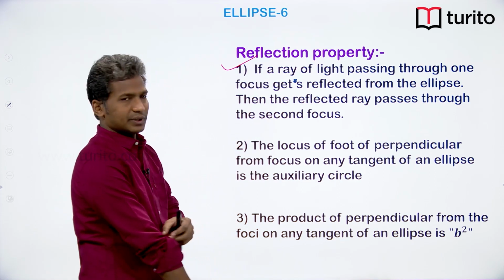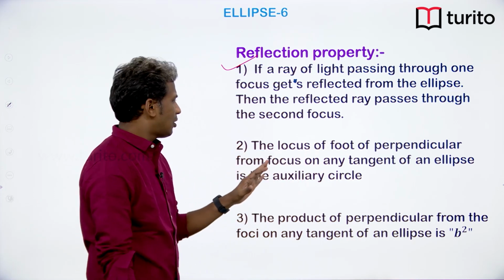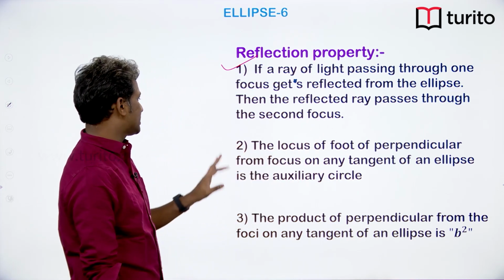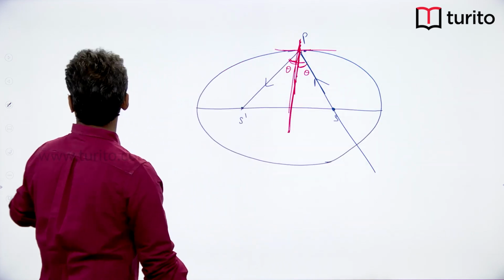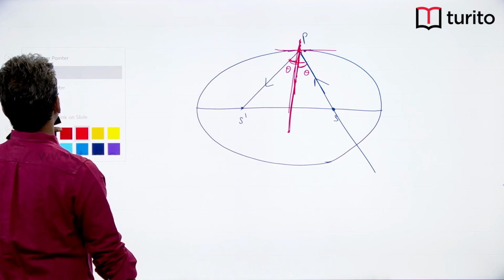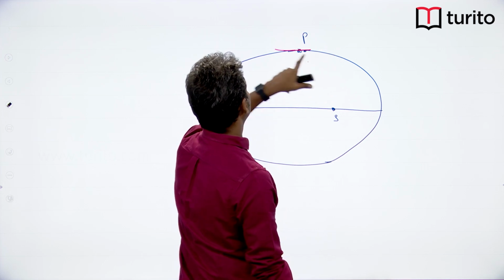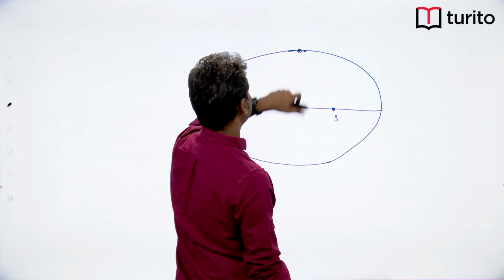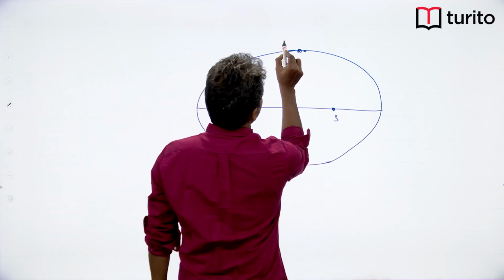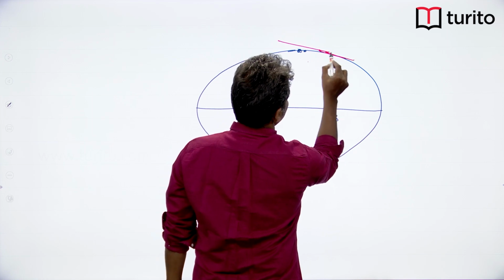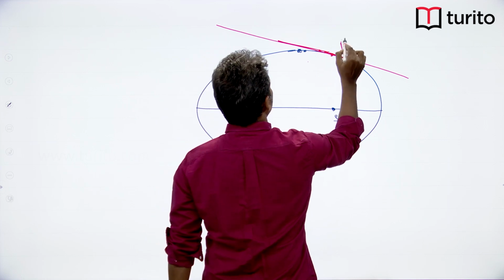Let us look at the second property. The locus of the foot of the perpendicular from a focus on any tangent of the ellipse is the auxiliary circle. That means we have to form some tangents. So, let us remove all these diagrams, but keep the ellipse. Let us say there is one tangent here, and let us take this point as P.